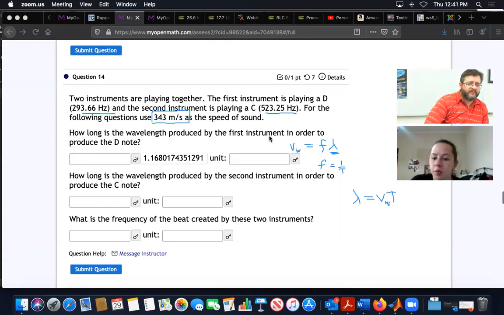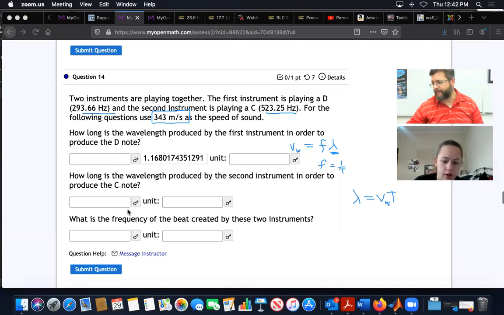For the last part, do you just add the frequencies together, correct? You actually take the difference in the frequencies for the last part. Oh, okay. So the beat frequency is the difference between the two frequencies. Oh, okay.